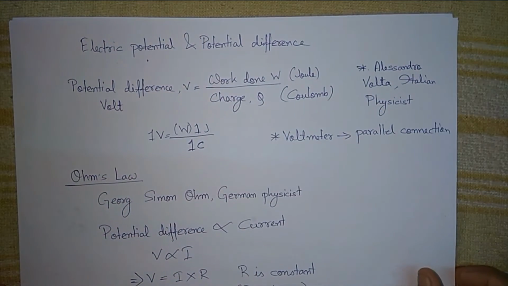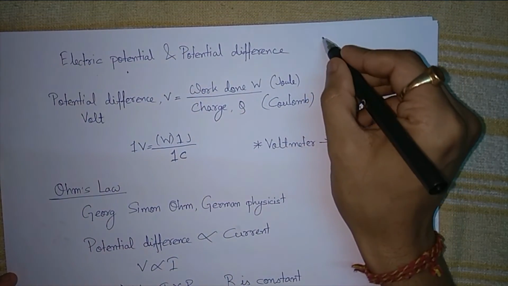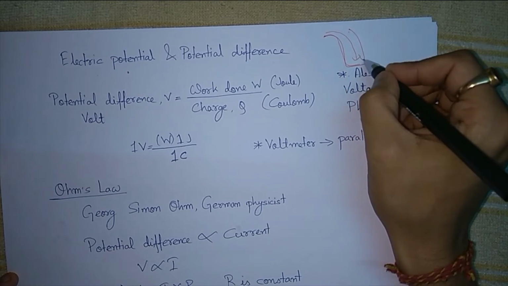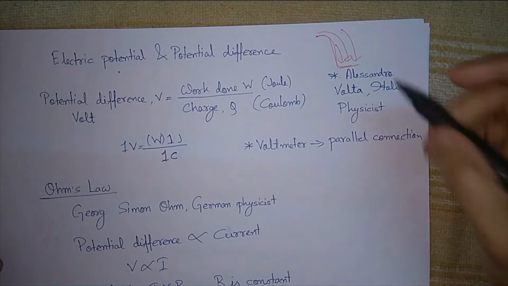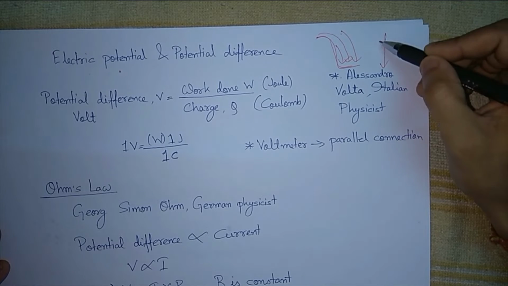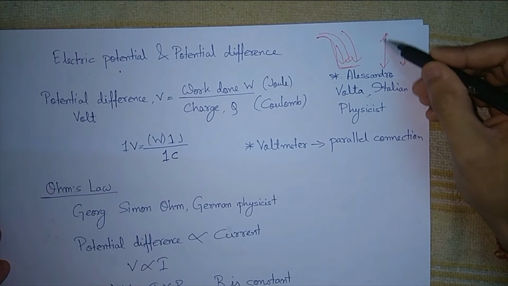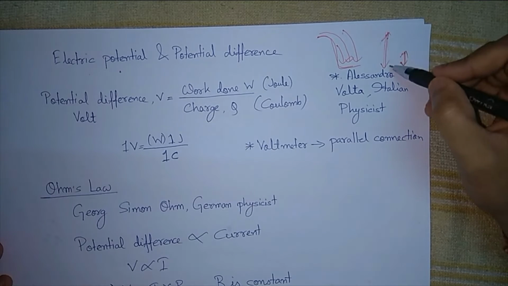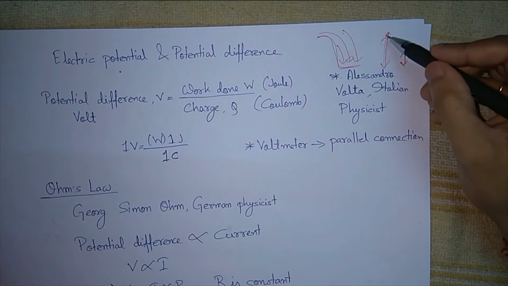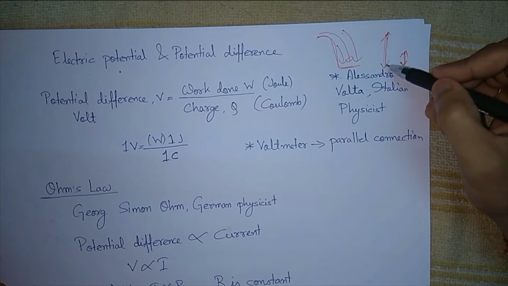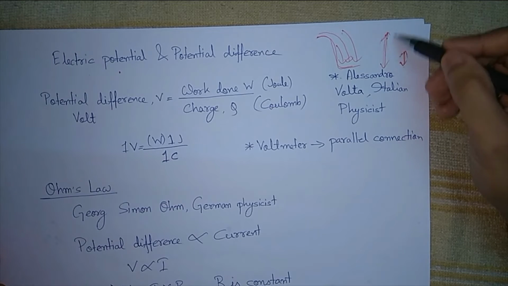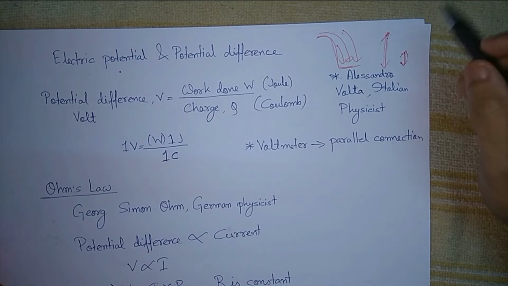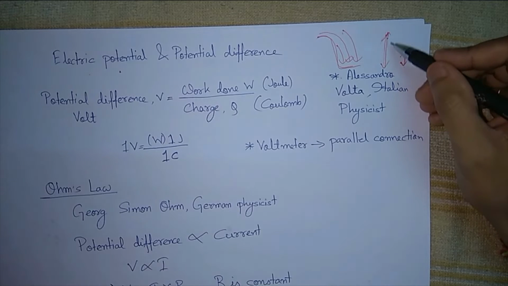So electric potential. For this, consider a waterfall. Water is going down. Now think, here is a height, and here is another height. We can see that here the height is more than the other. Naturally, the more the height, the more will be the flow, the more will be the pressure. The lesser the height, the lesser will be the flow.